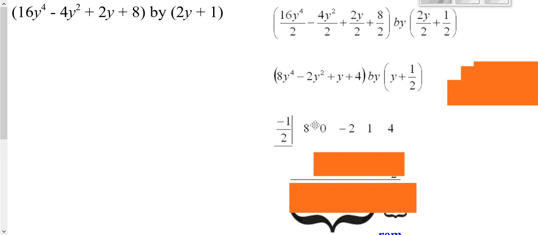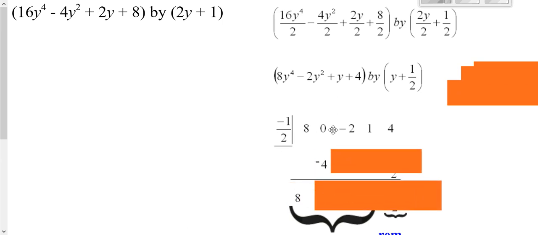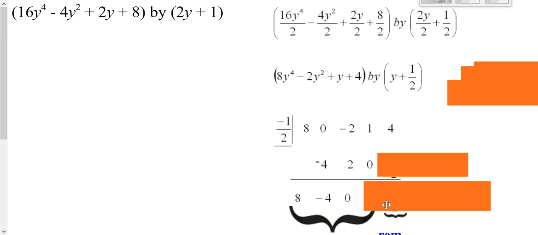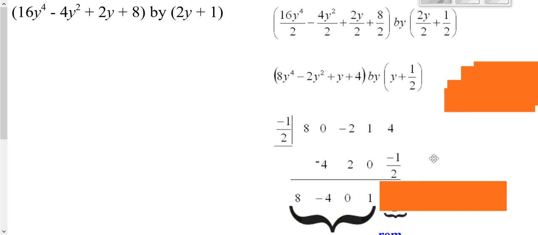And then all you do is you add, multiply, add, multiply, add, multiply, add, multiply, and then you add. Once again, the last one's your remainder.